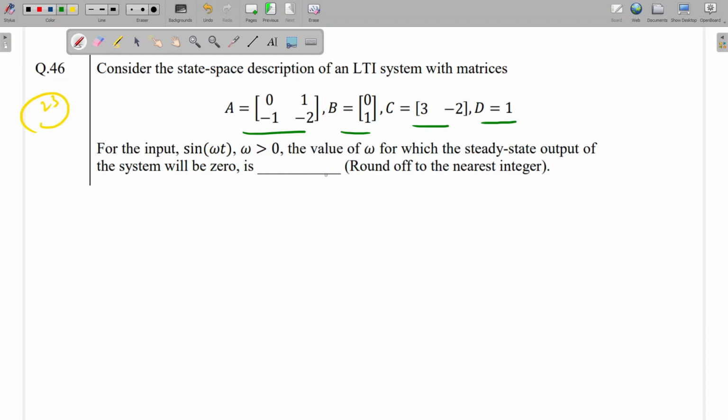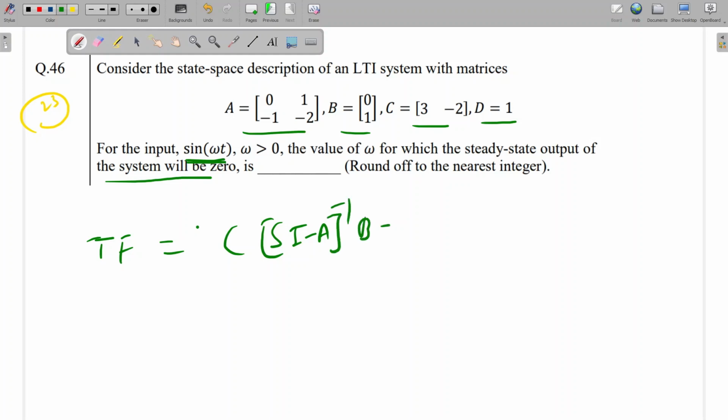So A, B, C, and D are given. And we have to find the value of omega for which the steady state output of the system will be 0 and the input is sine of omega t. So first we'll find the transfer function. So C (sI minus A) inverse B plus D.